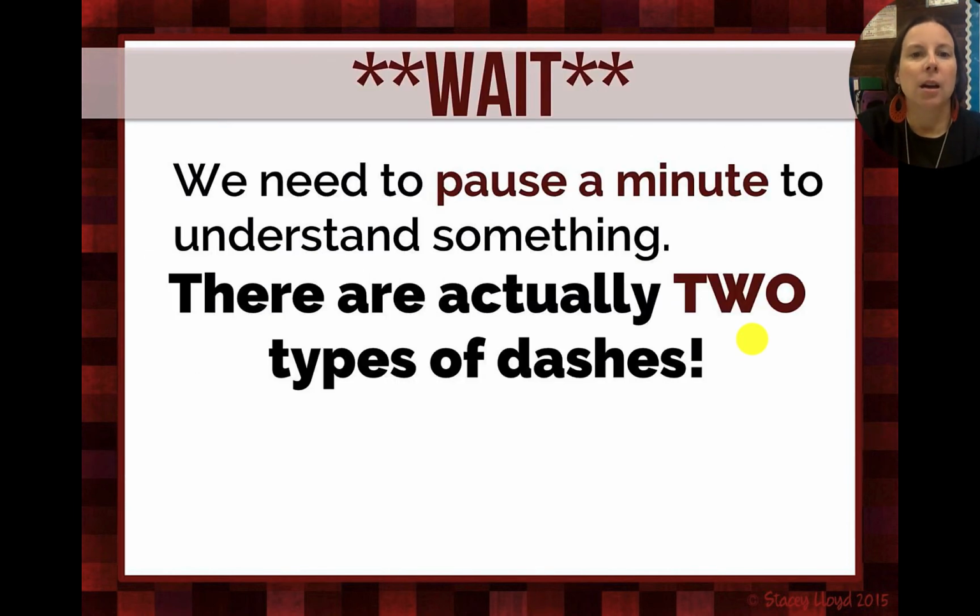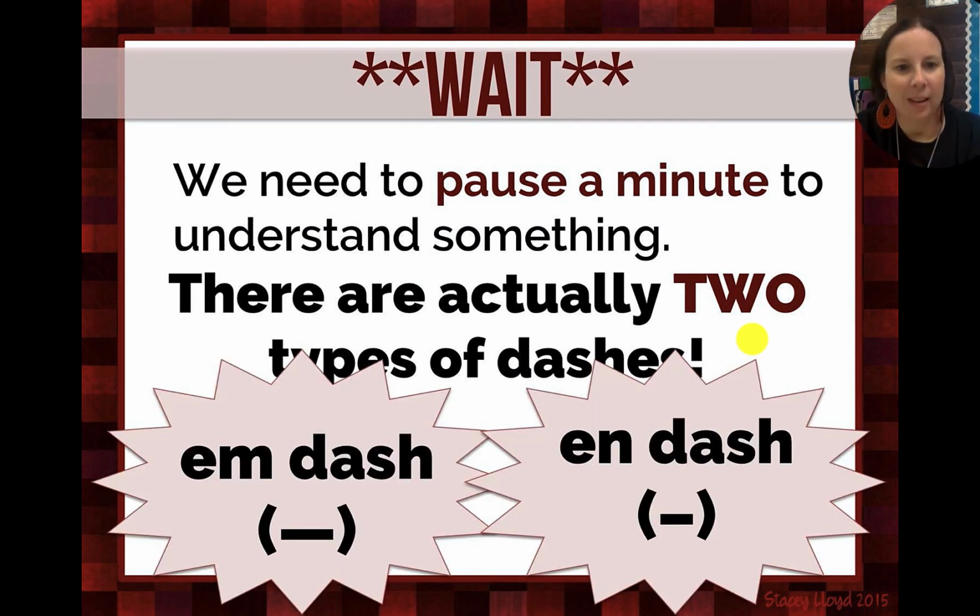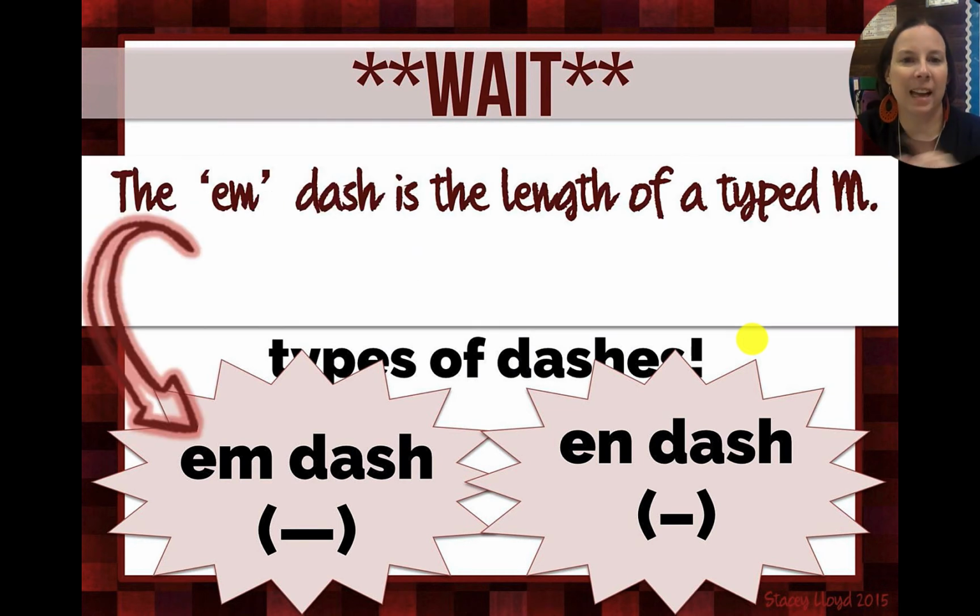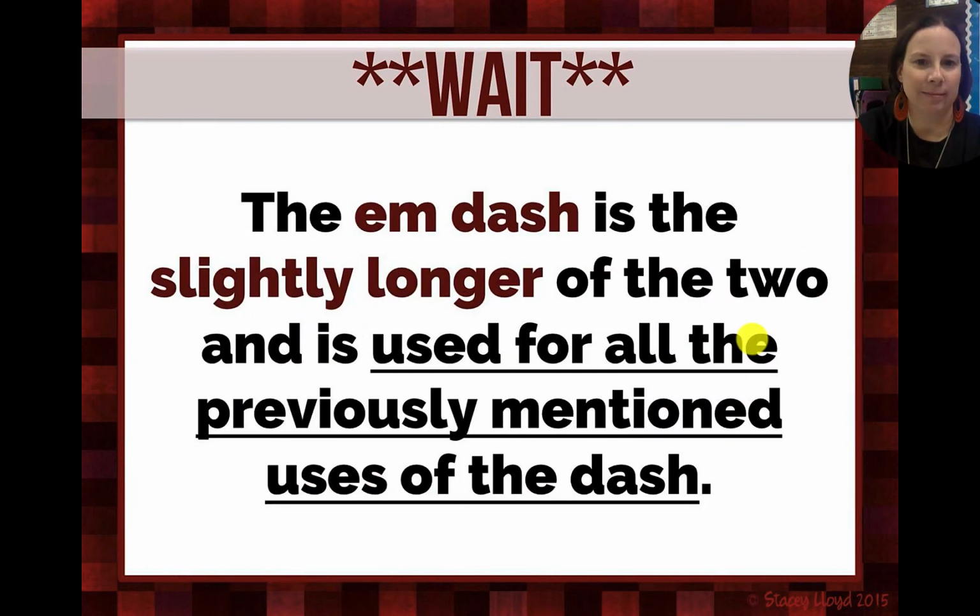Okay, we need to pause a minute and understand there are actually two types of dashes. Okay, an M dash and an N dash. The M dash is the length of a typed M. The N dash is the length of the typed N. Okay, M dash is slightly longer of the two and is used for all previously mentioned uses of the dash. So what we've talked about is the M dash, which is the slightly longer one.